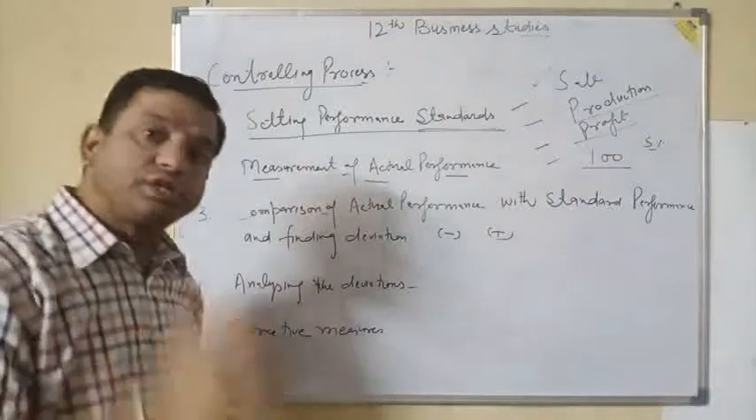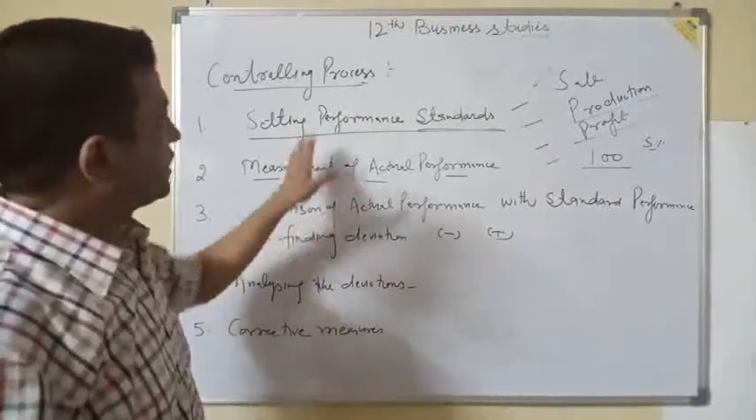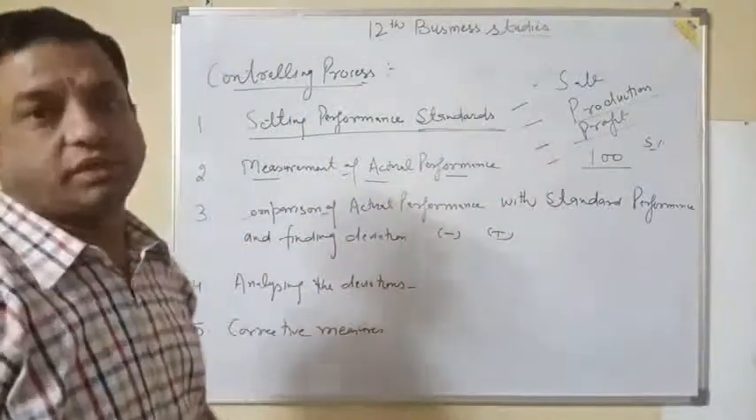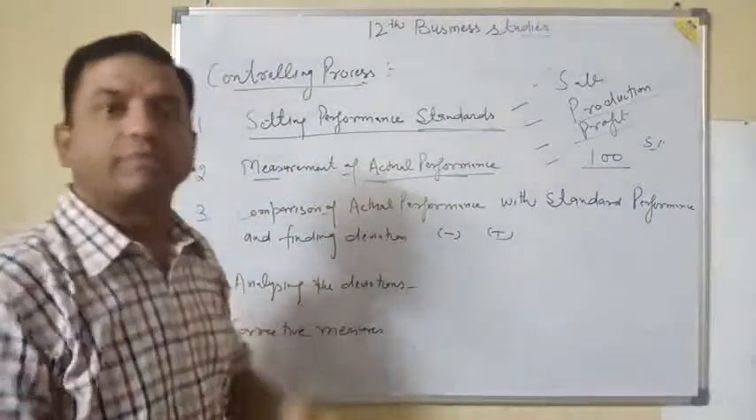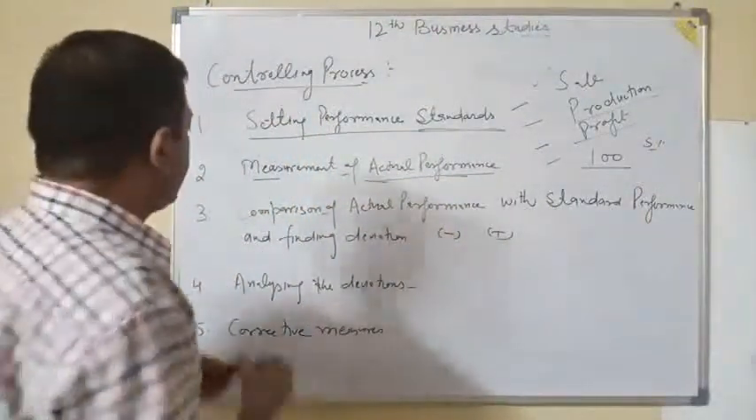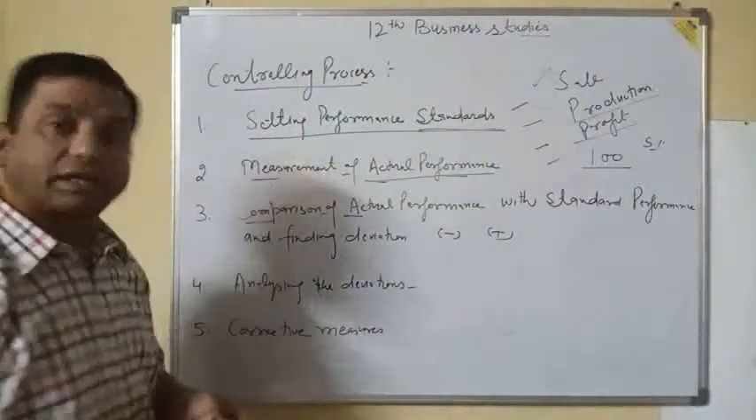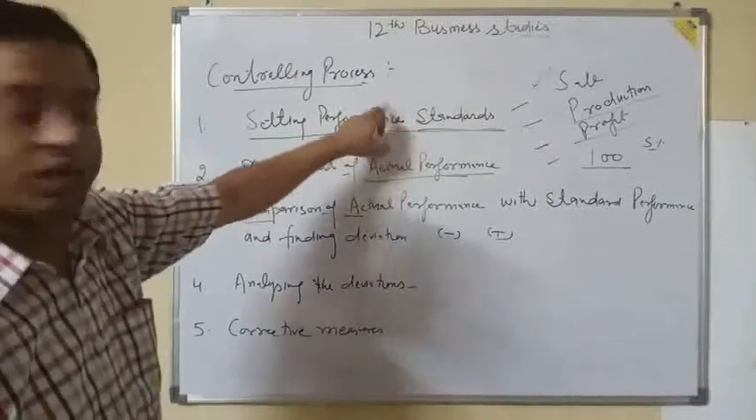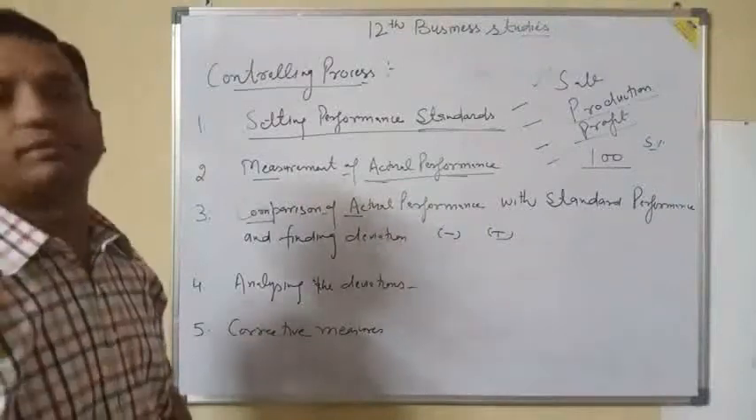Now you have to check what are the production or the sale targets they have achieved, what is their actual output. It may be less or more. The next step is to make the comparison between the actual performance and the standard performance set in the very first function. And when you compare these standards, you can find two types of situations.